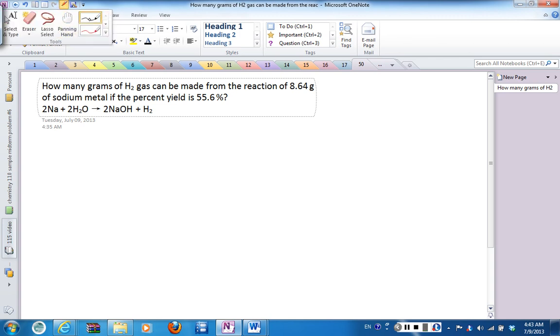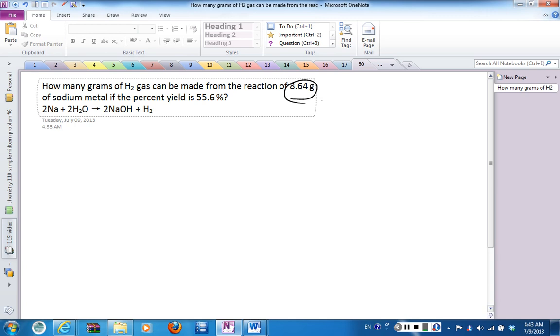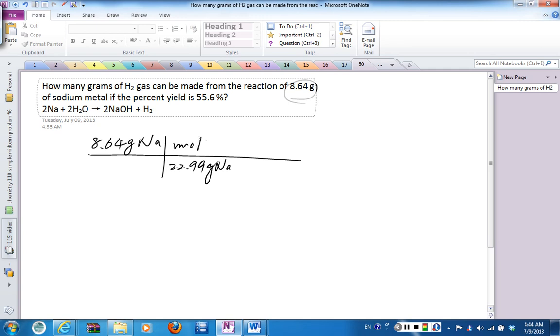Since we only know one reactant's amount, this is apparently a stoichiometry situation. So in stoichiometry, 8.64 grams of sodium need to be turned into moles of sodium using the molar mass of sodium.